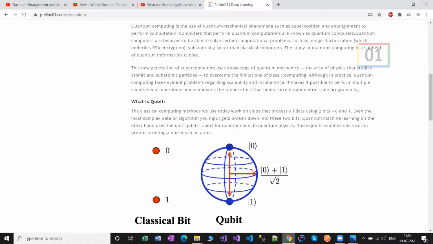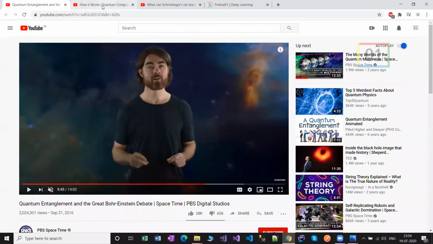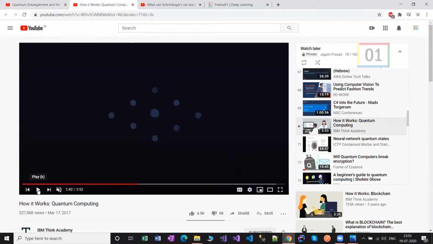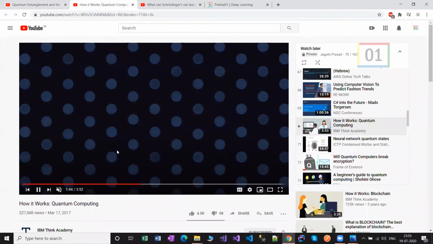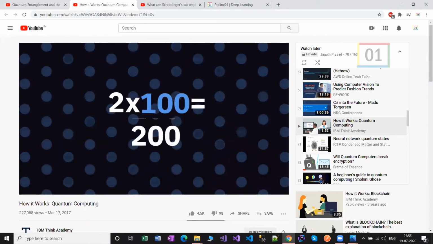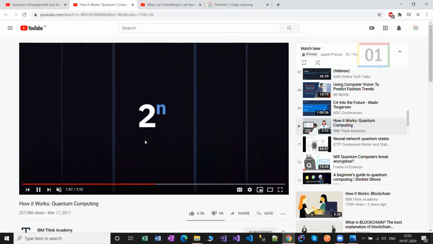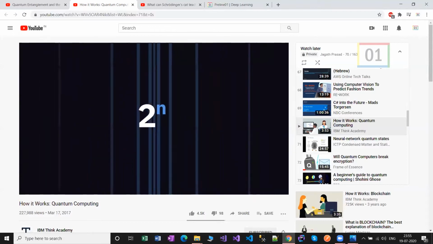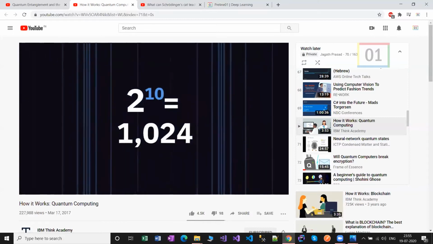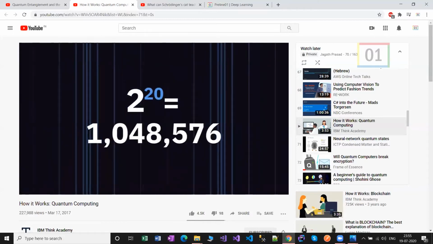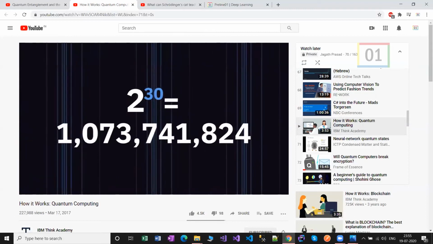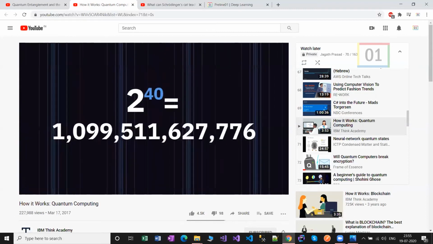Let's see the example video. So this is the example. Here it mentions that this is a 2 into n. This is the classical computer formula. If you are multiplying into bits, it gives you the multiplication of that. The 2 to the power n formula is for the quantum bits. So if you are increasing every single bit, it will increase the bit size.